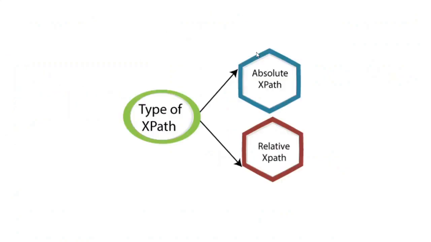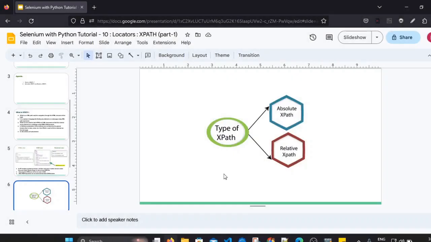What are the types of XPath? Mainly there are two types of XPath. The first type is absolute XPath, or we can say full XPath, and the next is relative XPath. Now we will see one example. I will open the website and let's see how a relative XPath and an absolute XPath look.